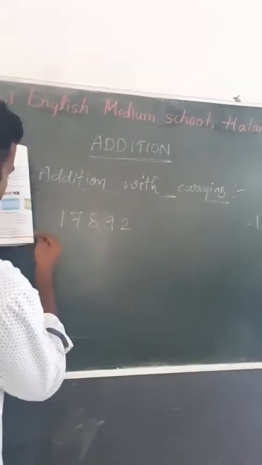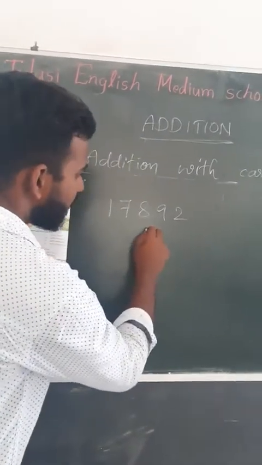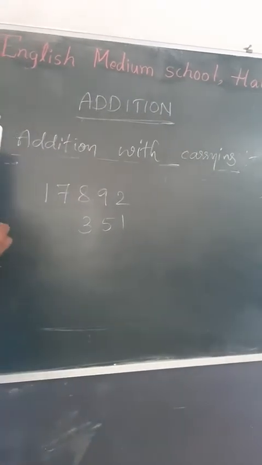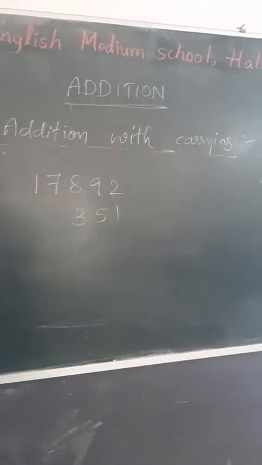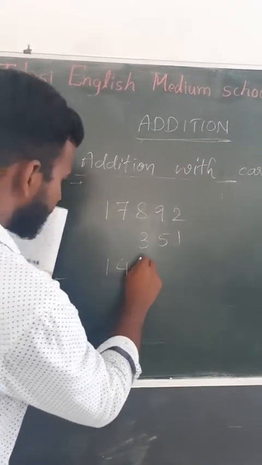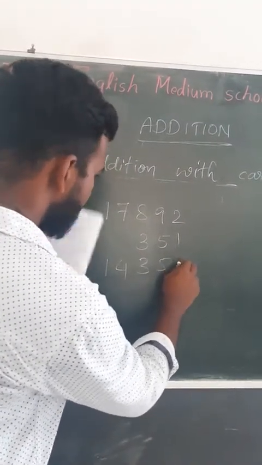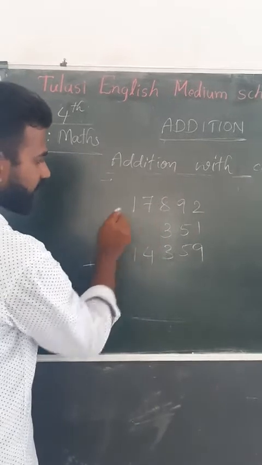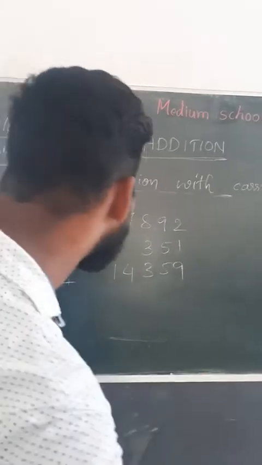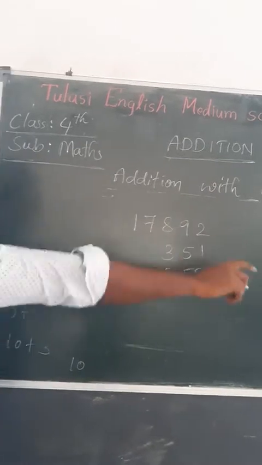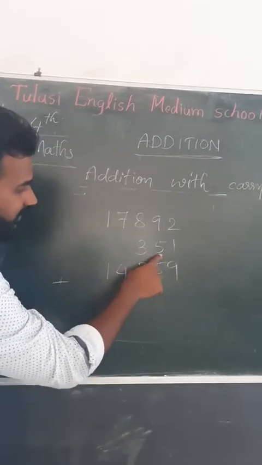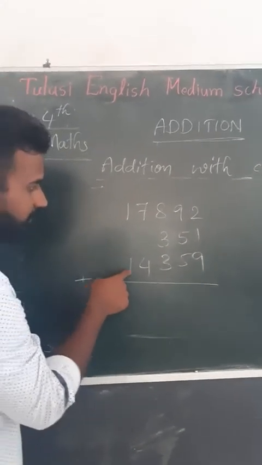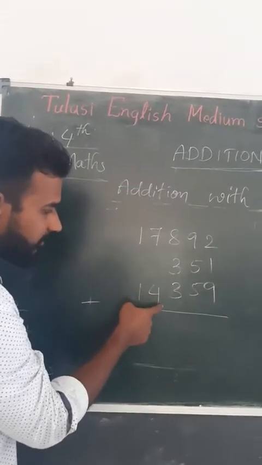17,892. Next 351. 351. For 14,359. 14,350. This is ones, tens, 100, 1,000, 10,000. Sometimes you should learn to write without the names of the places. See, ones, tens, 100. 351 is up to 100 only. But here it is a 5 digit number, a 3 digit number, again a 5 digit number.